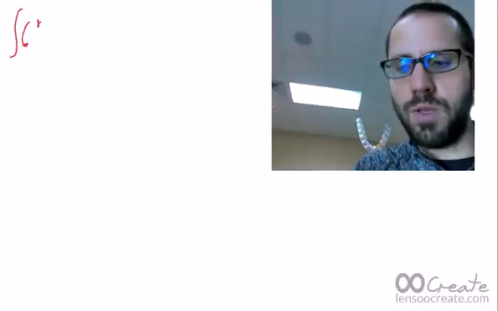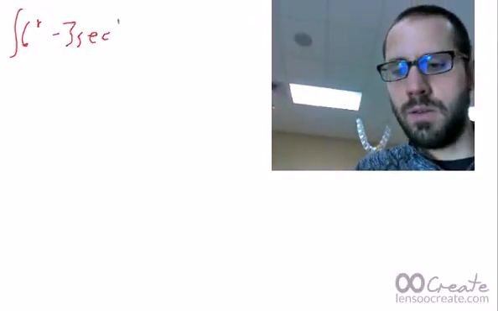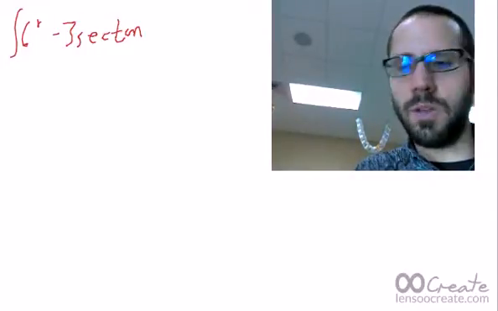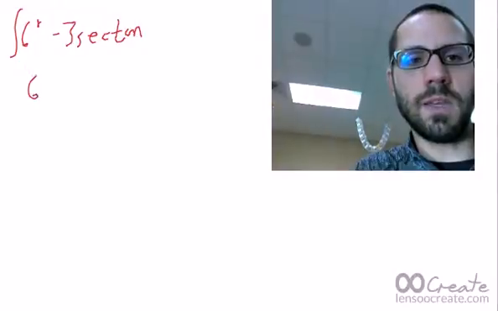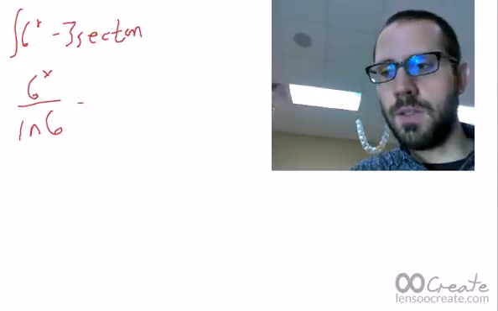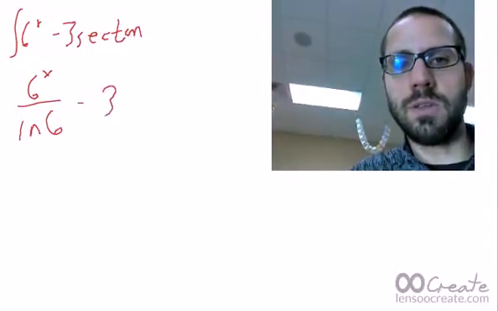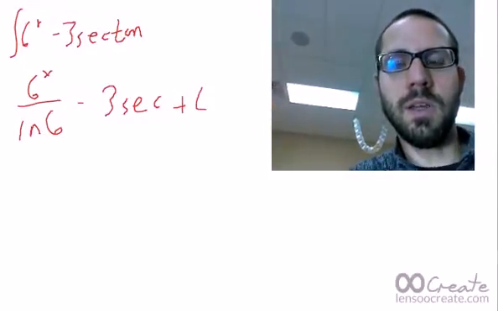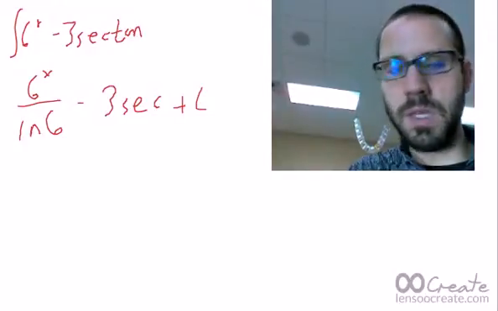All right, let's look at 35 and do some integration. A is pretty straightforward. 6 to the x minus 3 secant tangent. Can break it up, can look at it individually. The integral of 6 to the x is 6 to the x divided by the natural log of 6. The integral of 3 secant tangent is just 3 secant, and then always with the plus c for our indefinite integral.